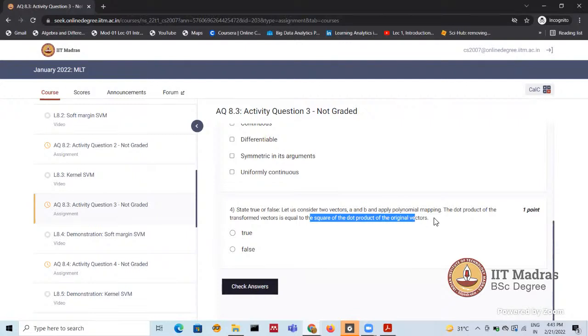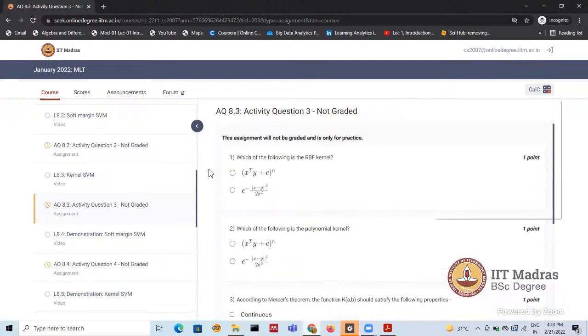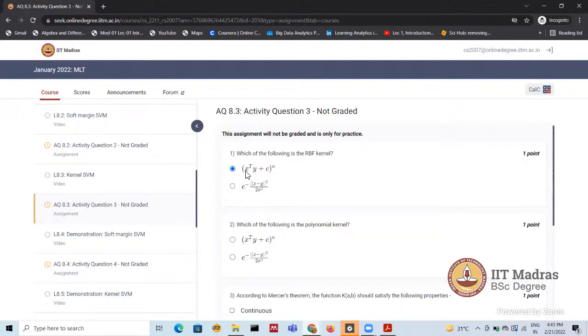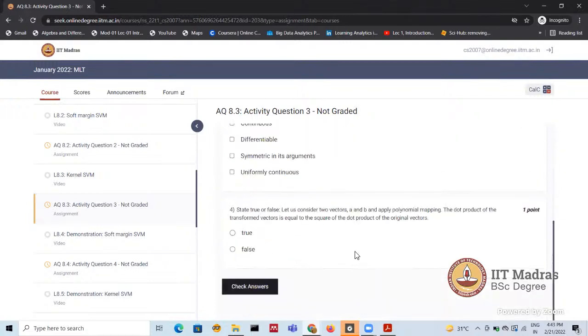No, can we split these two steps? You said let us consider two vectors A and B and apply polynomial mappings, right? So what do you mean by that? Multiple. It could be multiple. It could be simply taking C to be 0, or taking C to be 1, 2, or even 3, something like that. Each time you define a different mapping, there will be a different kernel which will result in this one-to-one mapping.